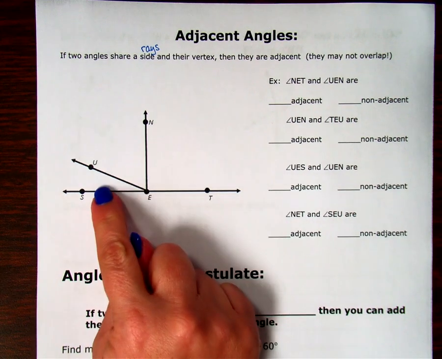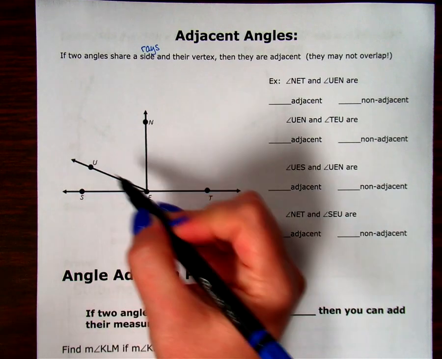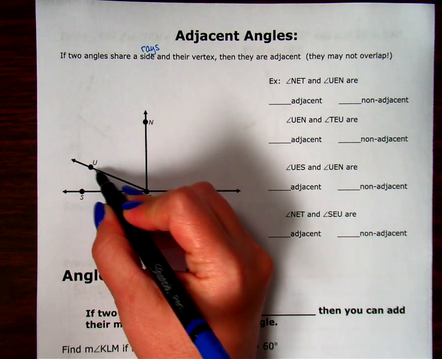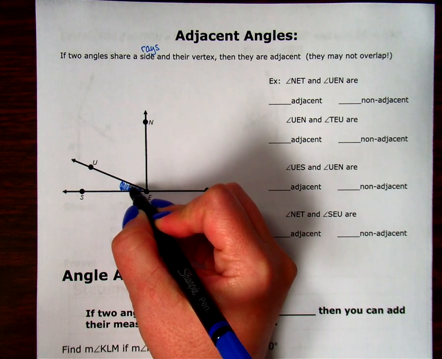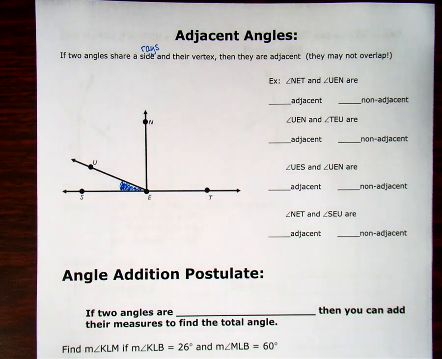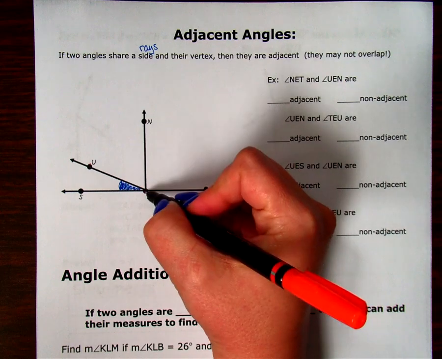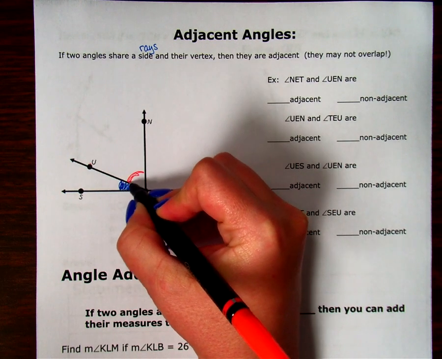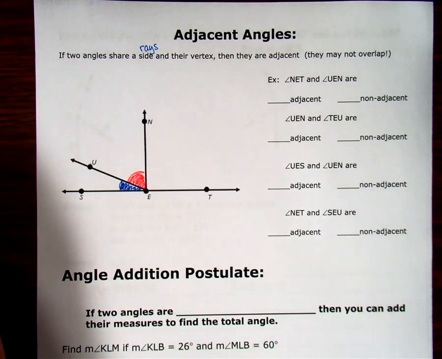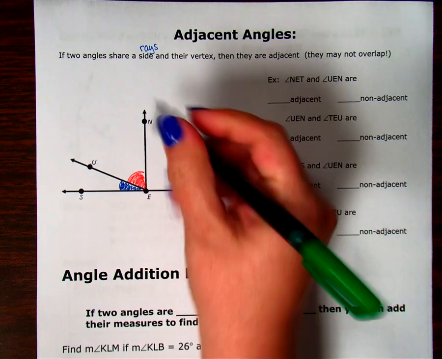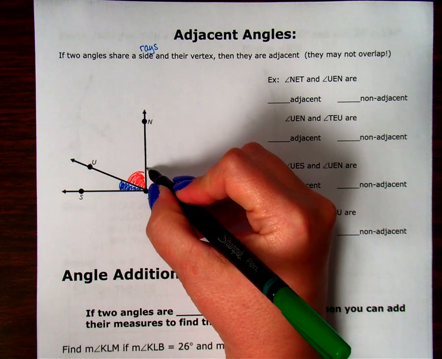Okay? When I see this picture here, it's real easy to say there are three angles in this picture. I have angle SEU or UES. I'm going to color that one in blue. I have angle UEN, or I could call it angle NEU. I'm going to color this one in orange. Okay, and then I have angle NET, or I could call it TEN, either way, and I'm going to do this one in green.